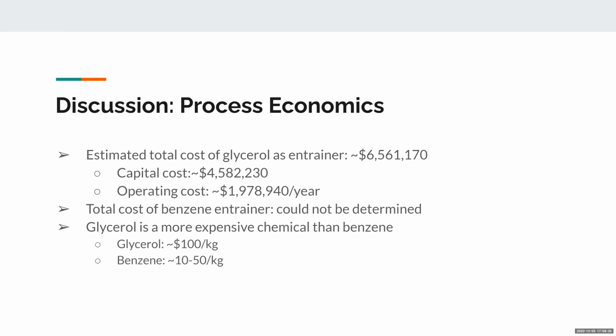However, this cannot be compared to the total cost of the process using benzene as the entrainer due to the lack of convergence. Instead, we had to compare the unit costs of benzene and glycerol. Currently, glycerol is roughly $100 per kilogram, while benzene is $10 to $50 per kilogram, meaning glycerol is a more expensive chemical than benzene, but no other conclusions can be made at this time regarding the process economics.